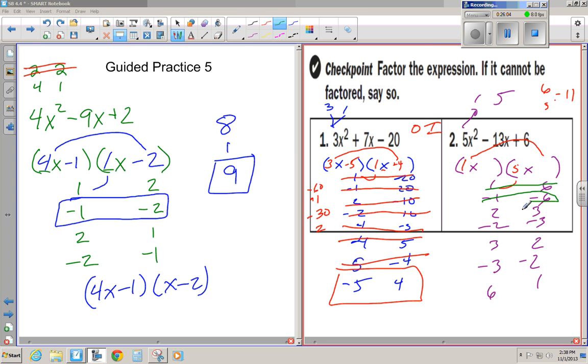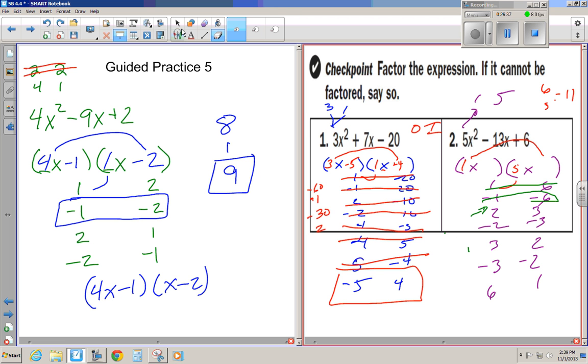One times 3 is 3. 5 and 2 is 10. So what we've got now is we're using this one here. 5 times 2 is 10. 1 times negative 6 is... or negative, wait, 10. Oh, I'm sorry. I was looking at the wrong numbers here.